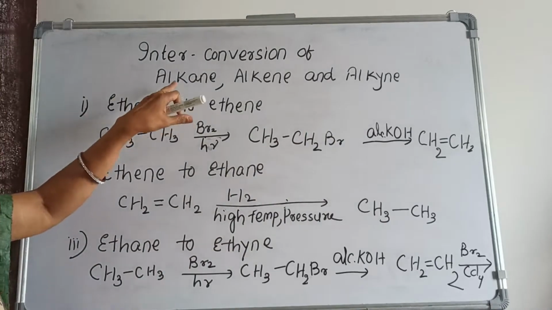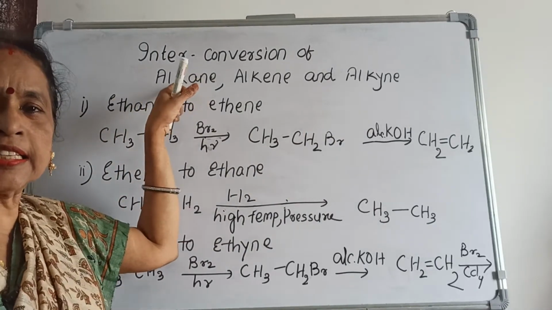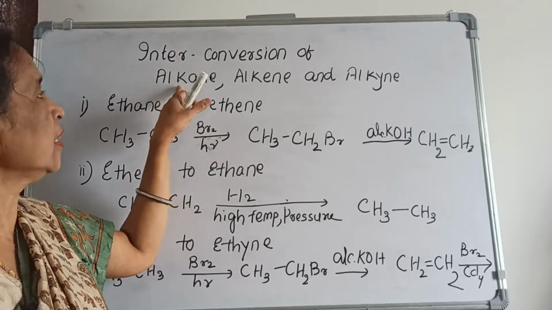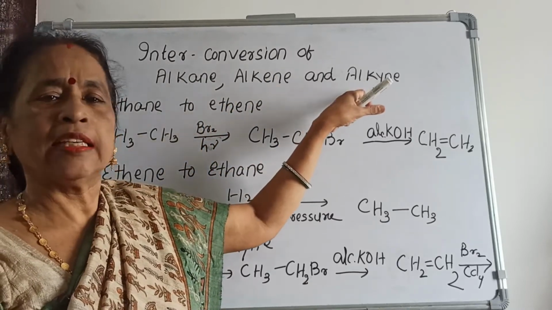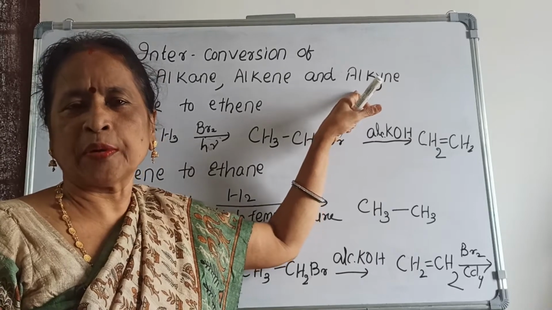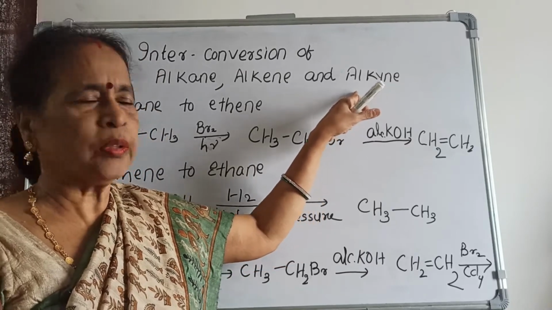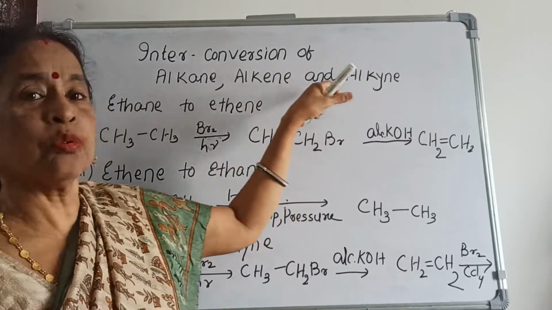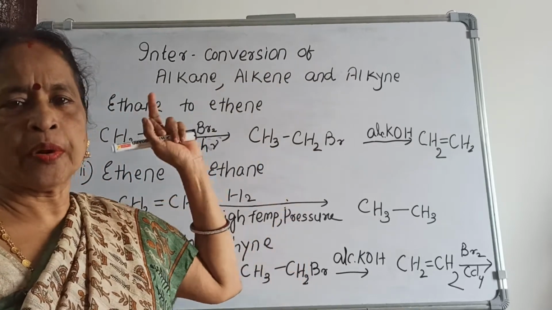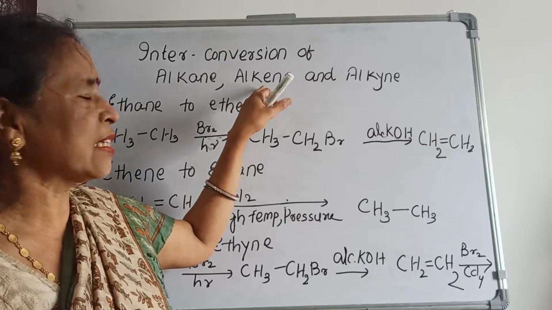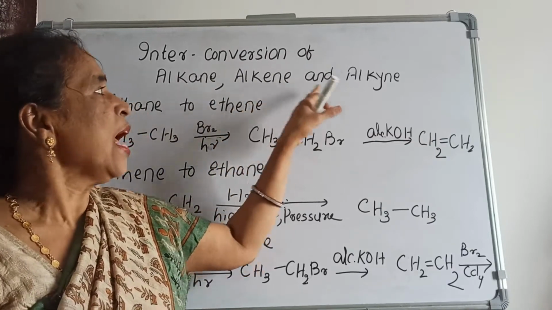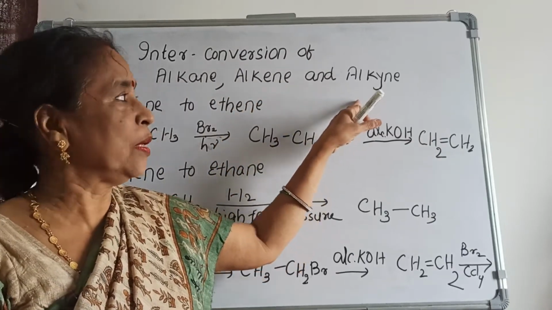That means alkane is a saturated hydrocarbon, whereas alkene is an unsaturated hydrocarbon, and alkyne is also an unsaturated hydrocarbon. But how can you know that alkane is saturated and these two are unsaturated hydrocarbons? Because alkane contains a single bond, whereas alkene contains a double bond and alkyne contains a triple bond.